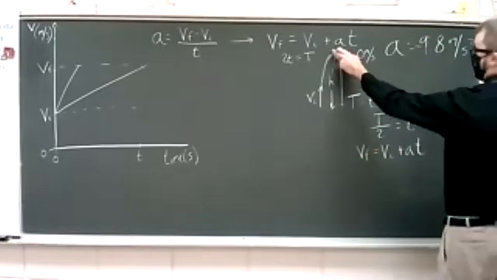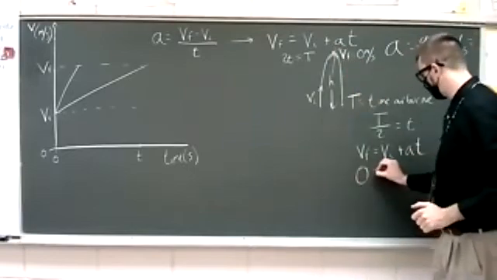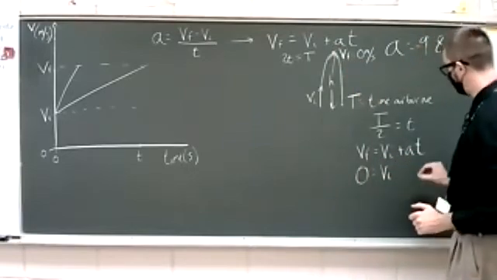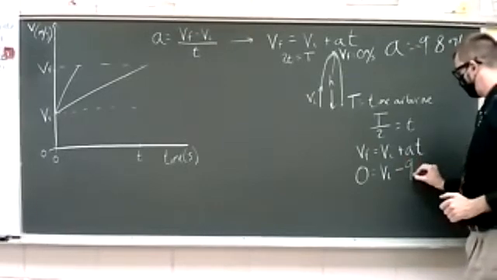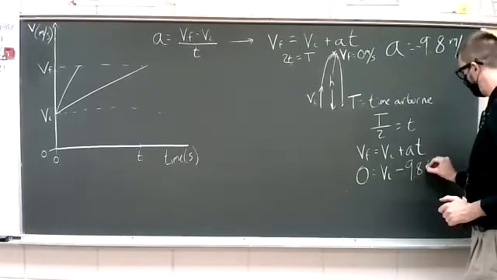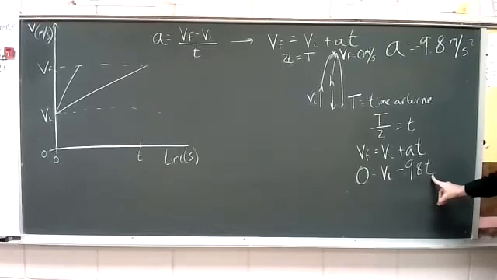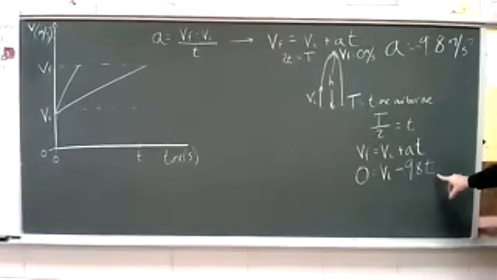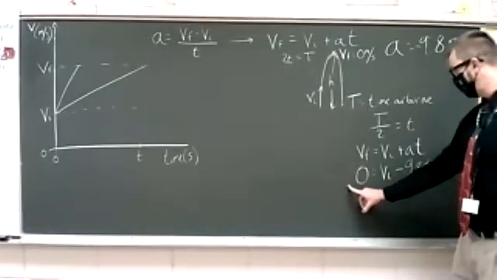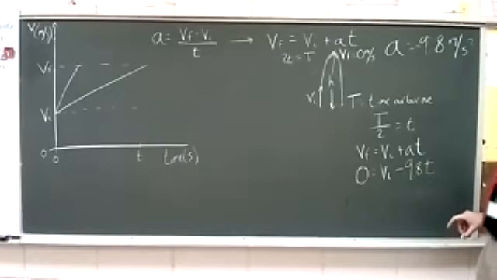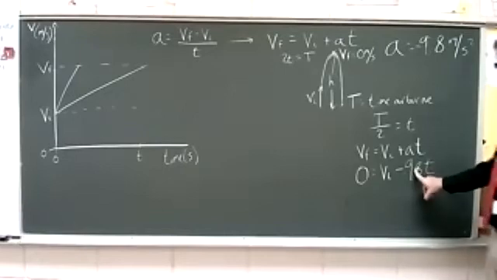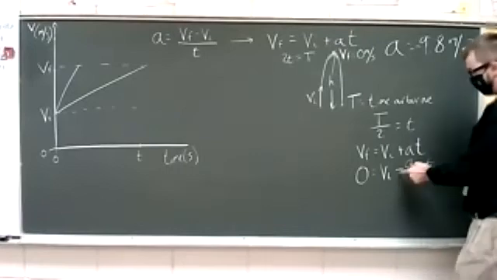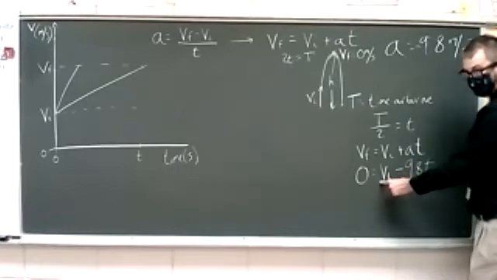So the final velocity is 0. The initial velocity we want to know, gravity is negative 9.8, and this t, we're going to know its value, right? Because that's the thing that we're going to measure. We're measuring the total time. Now you see we've got a perfectly solvable equation. If you multiply the 9.8 by t, that's really your answer, right? Because that will be the term that's negative of your initial velocity.